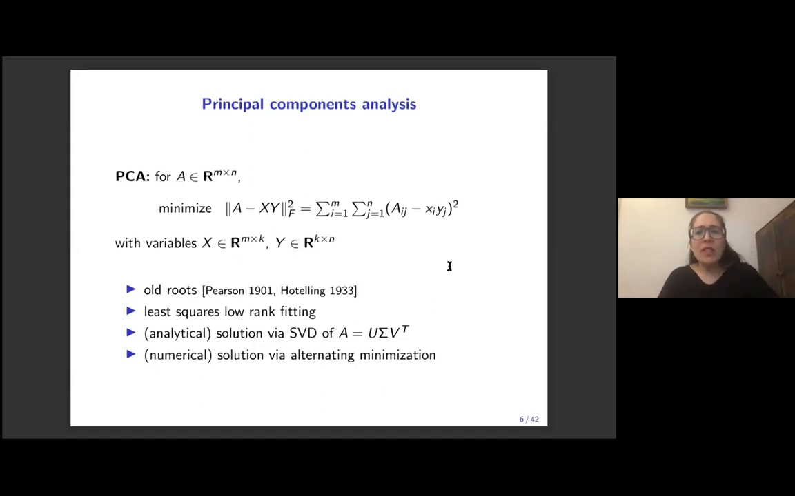But I want to point out that there's another solution, which is maybe even easier to see, which goes like this. Pick a guess for Y and minimize over X. That's a least squares problem. It's actually m different decoupled least squares problems, one for every row of X. Now fix that guess for X and minimize over Y. Again, it decouples into n distinct least squares problems. So if we know how to solve least squares, we can do this. We minimize over X, minimize over Y, minimize over X, minimize over Y.